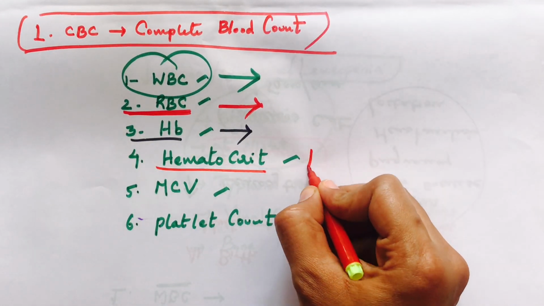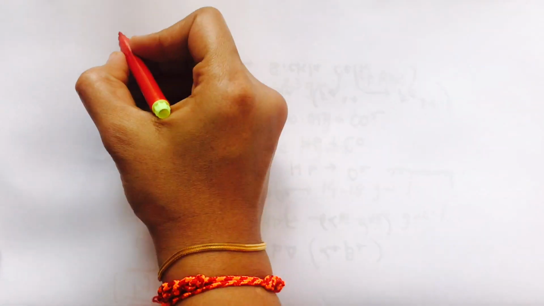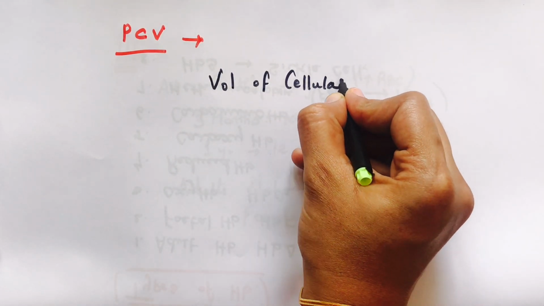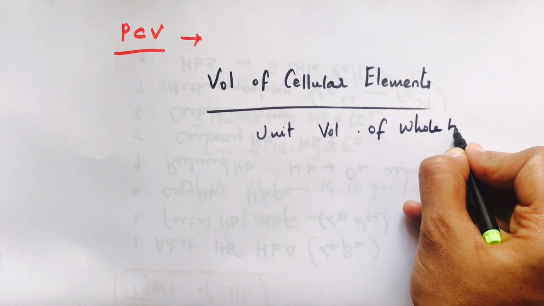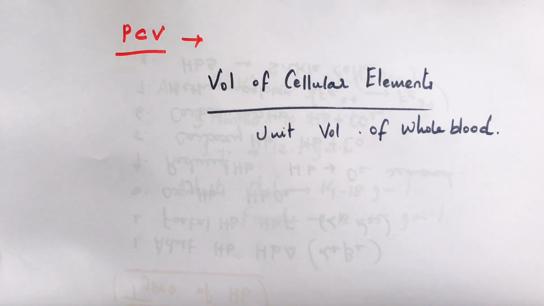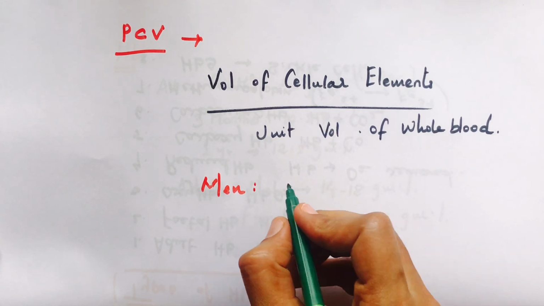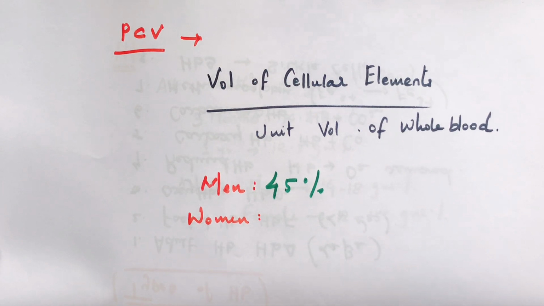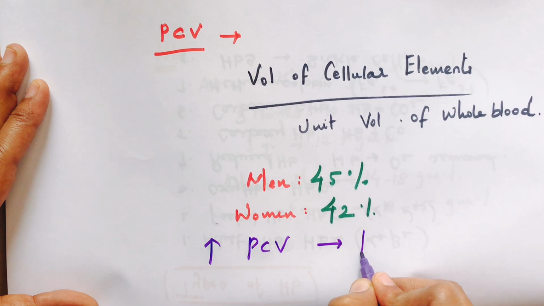Moving on to hematocrit. Hematocrit is also called packed cell volume, and this can be referred to as volume of cellular elements per unit volume of whole blood. What is the normal level of PCV? In men it is 45%, in women 42%. This is the average value.